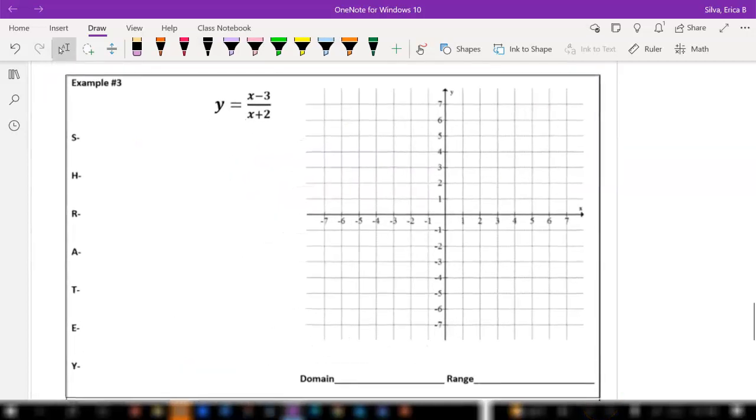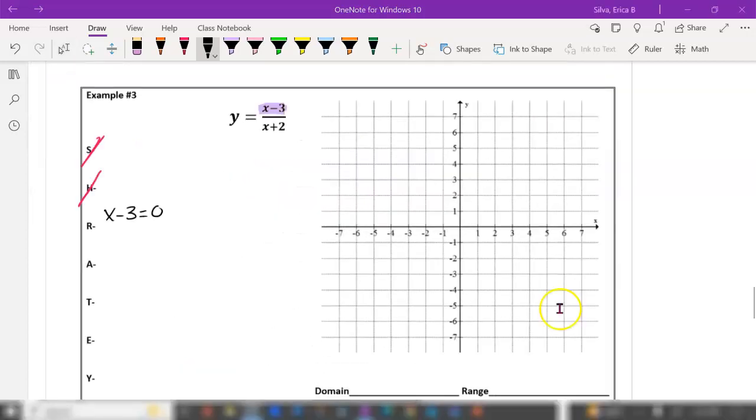All right, let's go ahead and go over examples. Once we set the denominator equal to 0, we solve, and x is equal to 3. That means my x-intercept, or my root, is at 3. So we're going to put a point at 3. Then we look for our asymptote.